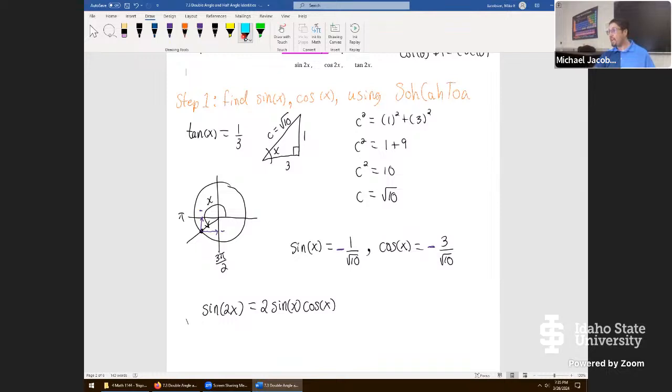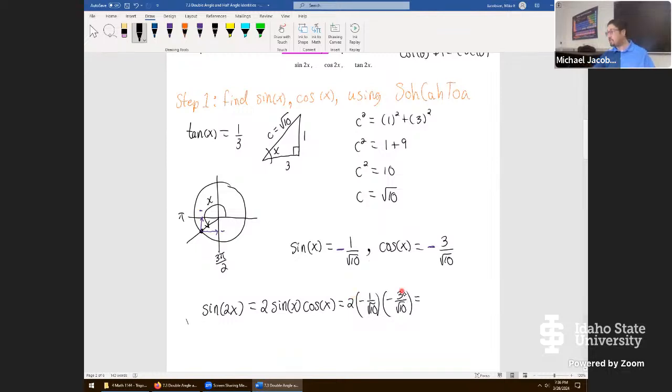And you know what? That's exactly what we have. We have a sine x value right here, -1/√10, and a cosine value. So we're just plugging them into those locations. We'll turn into 2 for sine, -1/√10. For cosine, look above, that one is -3/√10. Now we just multiply all this together.